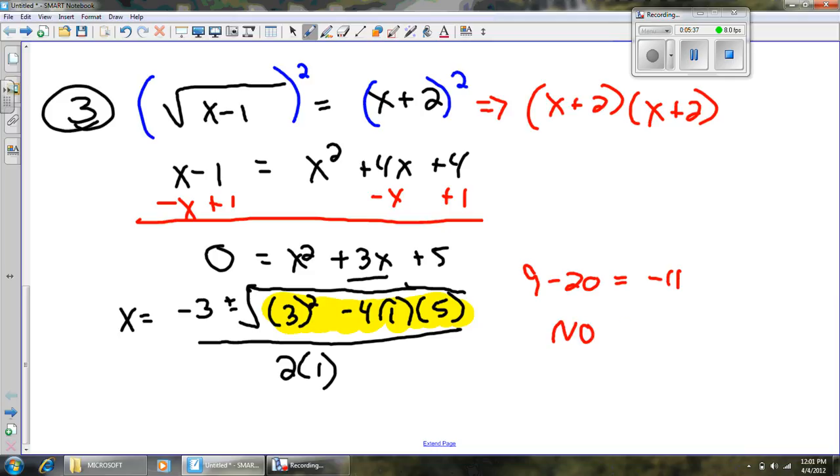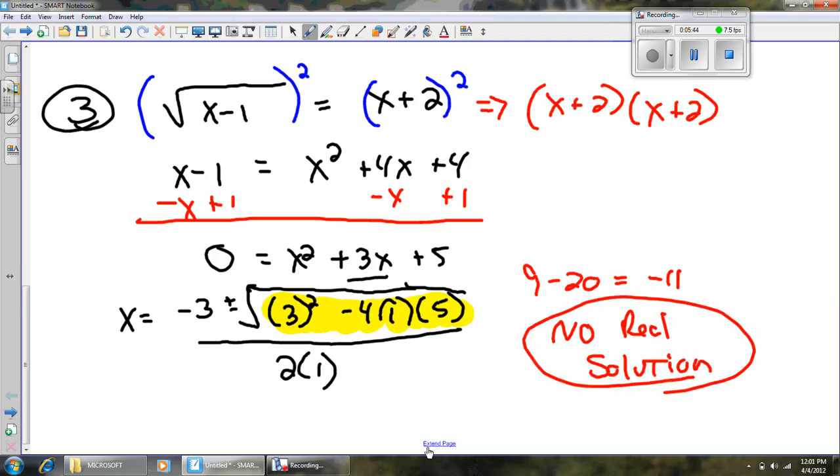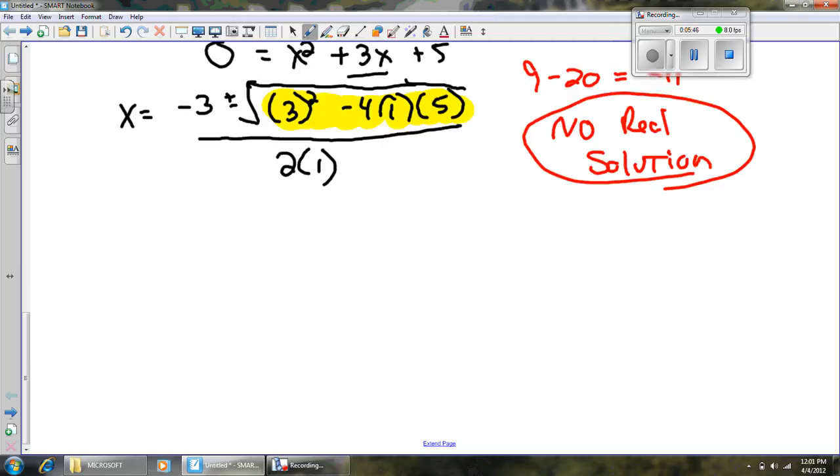There is no real solution to this problem. No real solution. All right, so this problem is done. Number 3 has no solution. Here's number 4.